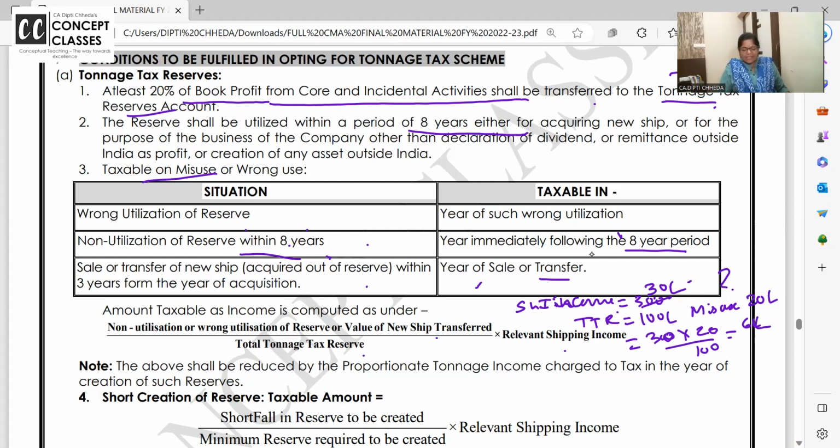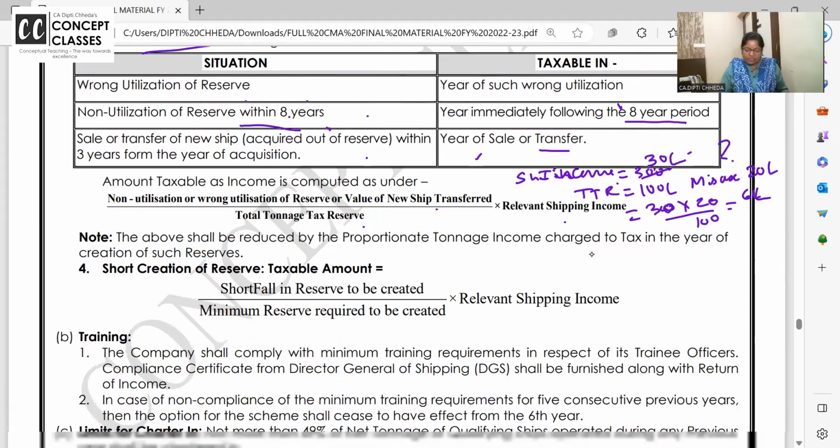Can you please write this example? ये लिख लो जहां पे आप हैं. And here you have to use the relevant shipping income. जो भी main core आपकी shipping income है ना, वो आप use करोगे. Okay, finish writing this example.